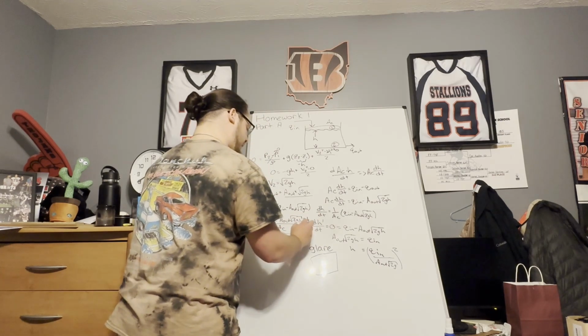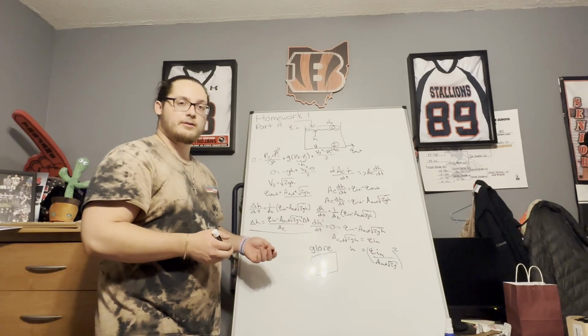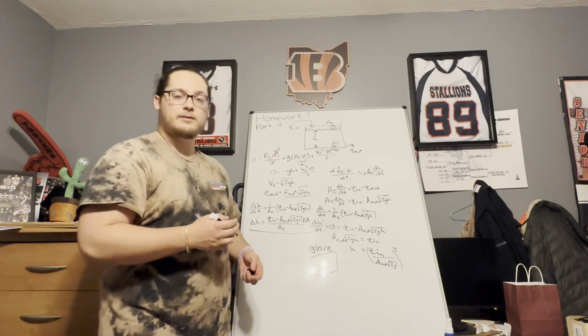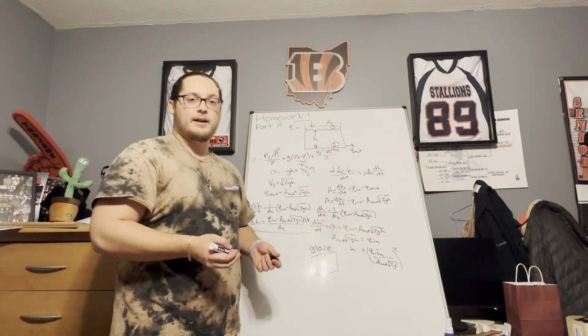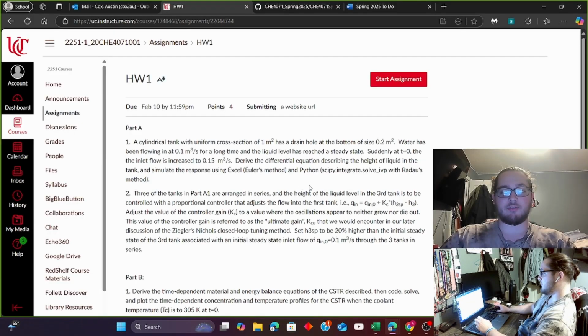All right. So here is our discretized expression for our differential of height for the liquid level in the tank. And from here, we will be taking this to Excel and simulating it there. Now that we have derived the differential equation which describes the height of the liquid of the tank over time, we will now simulate this response in Excel using Euler's method to run the simulation.